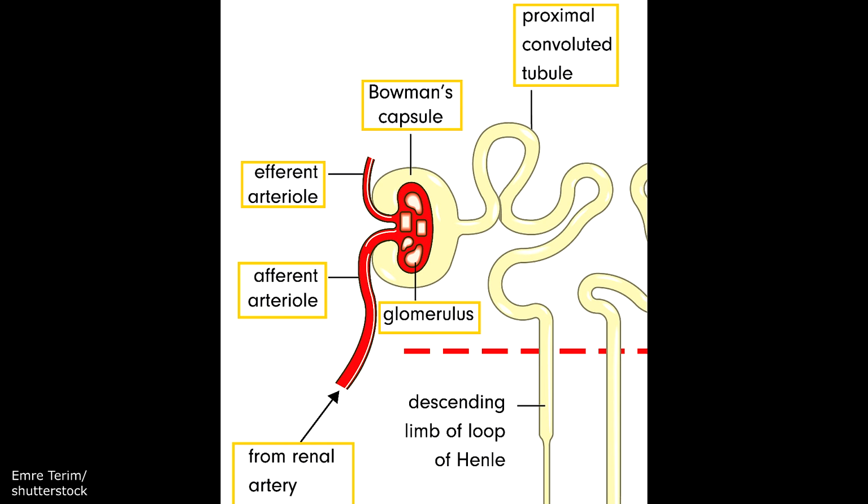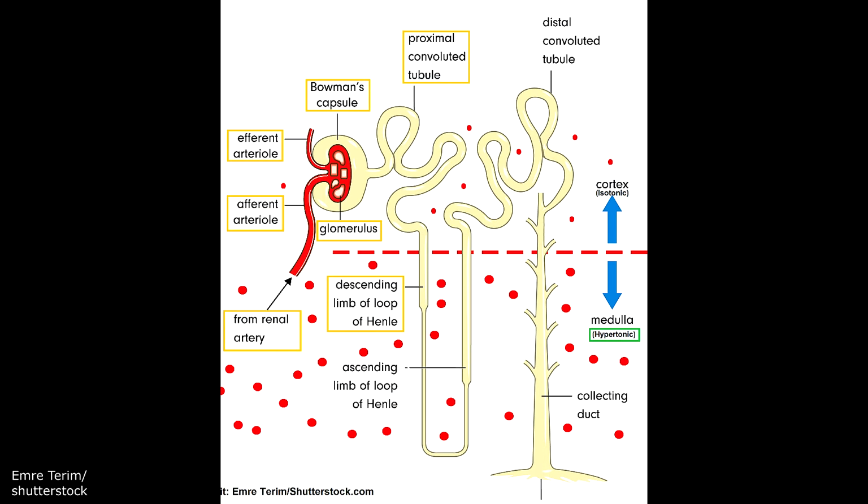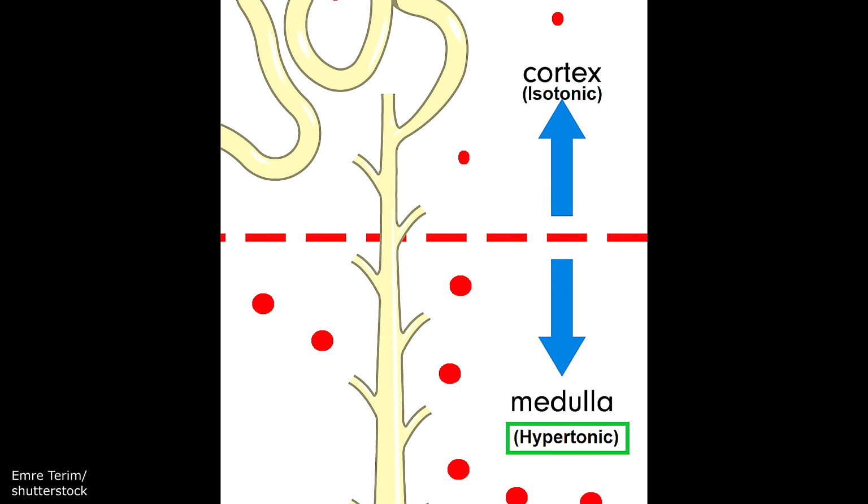Then that filtrate is going to go down into the descending loop of Henle. So this is like that first structure of the loop of Henle. And this is found in the medulla, and again, it's hypertonic, so it's very salty compared to that isotonic environment in the cortex, where the salt content was equal on the inside of the nephron compared to the outside. But here in the medulla, that is different. It's really salty on the outside, which is going to play a role in the way that water is reabsorbed.